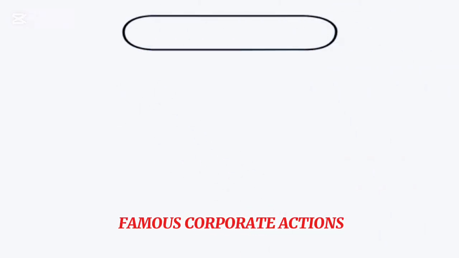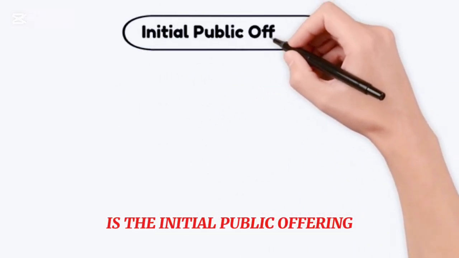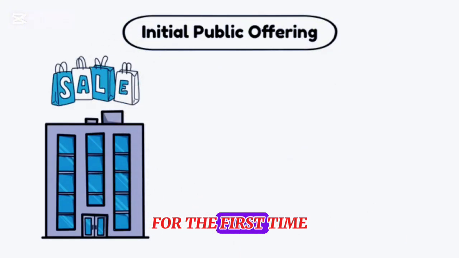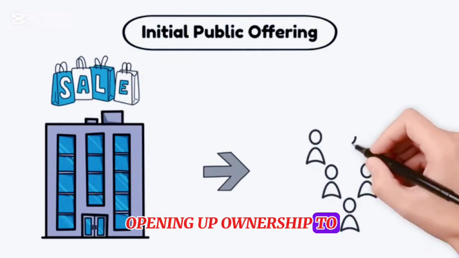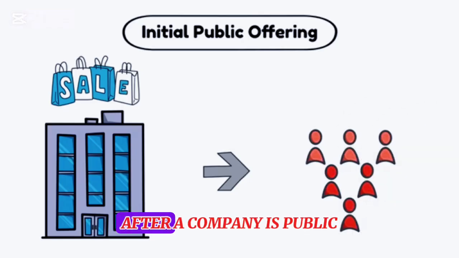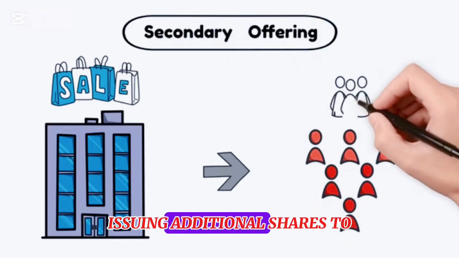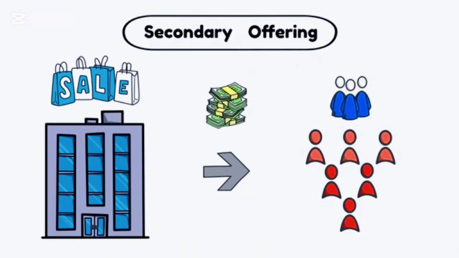One of the most famous corporate actions is the initial public offering. This is when a private company sells shares to the public for the first time, opening up ownership to everyday investors. After a company is public, it might do a secondary offering, issuing additional shares to raise more money.